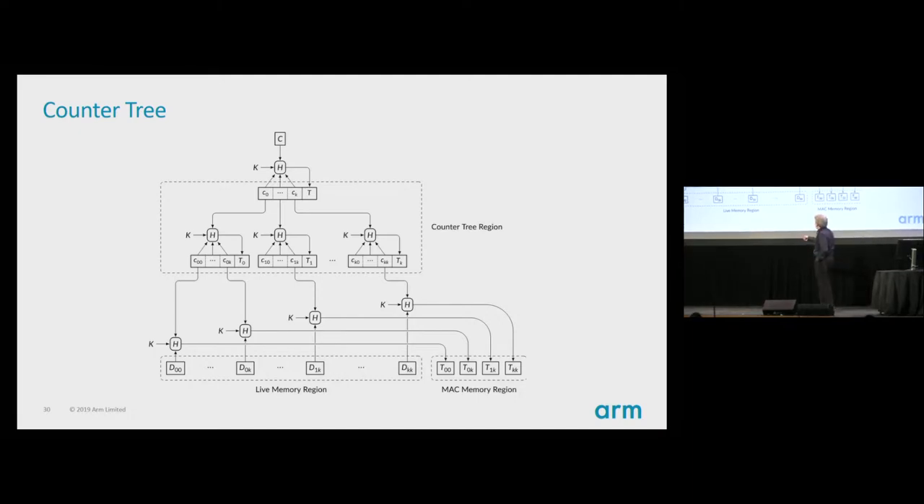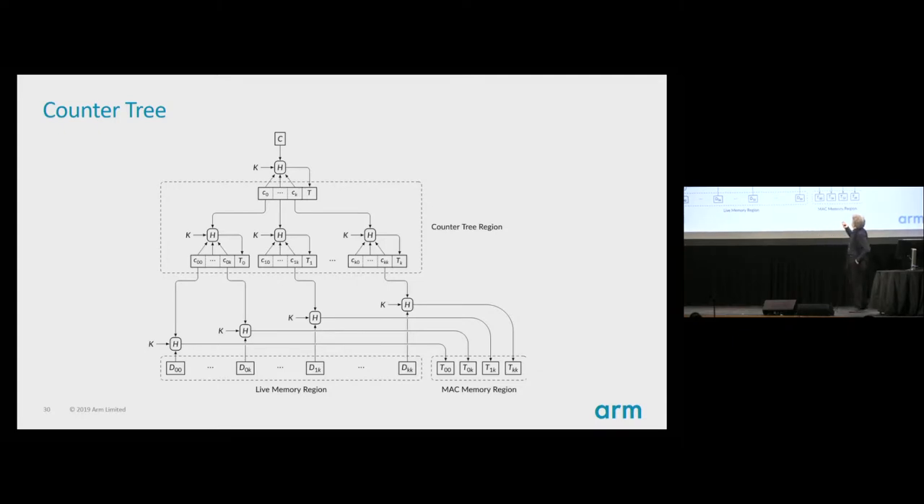And the idea is that you have a live memory region, and you have your data blocks. And you have a special region for the MACs. So you take your data, you have a counter associated to this data. You see each block of data has some counter. And so you put them both as input to a keyed hash function, and then bang, you get your tag. And then you do that for each block.